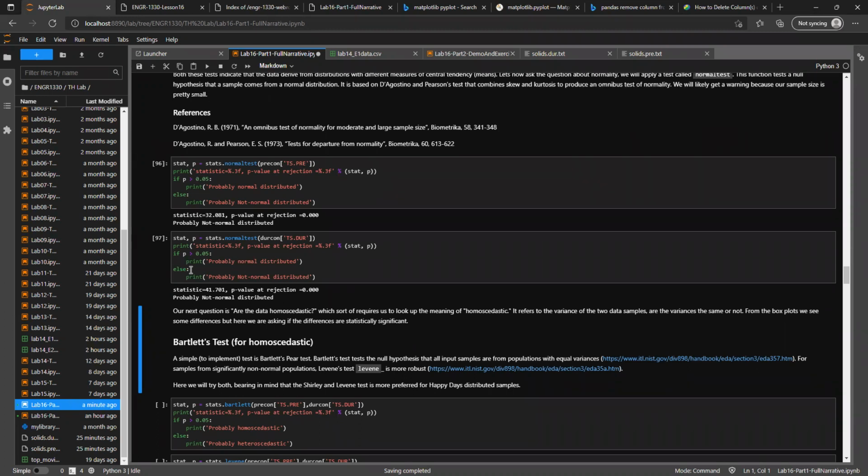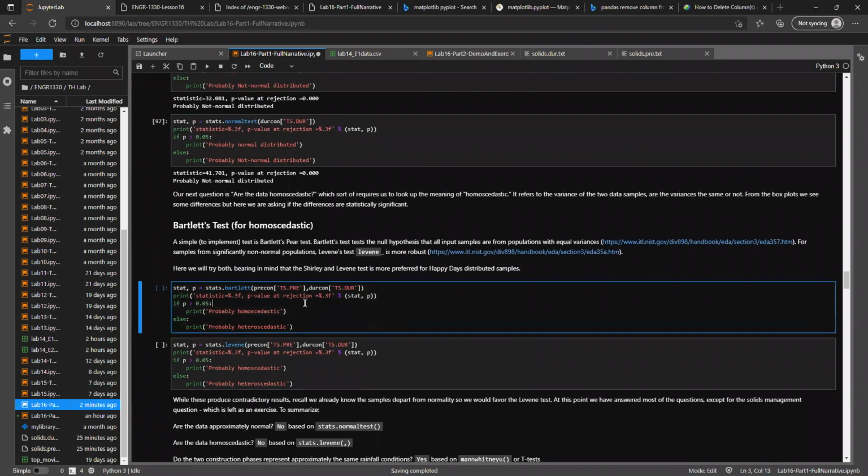Oftentimes, when you're looking for a conclusion on something, you'll find something that supports the conclusion you're looking for, even though it's a kind of a bad way to go about things. But you don't have enough data for it to be statistically significant.